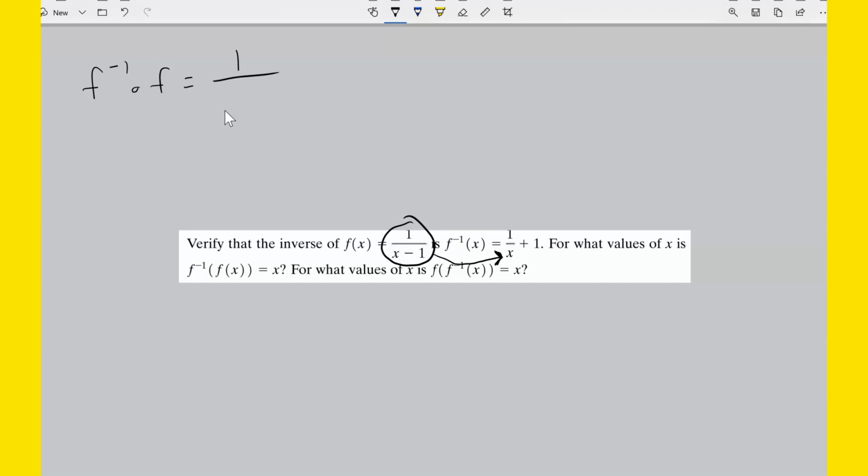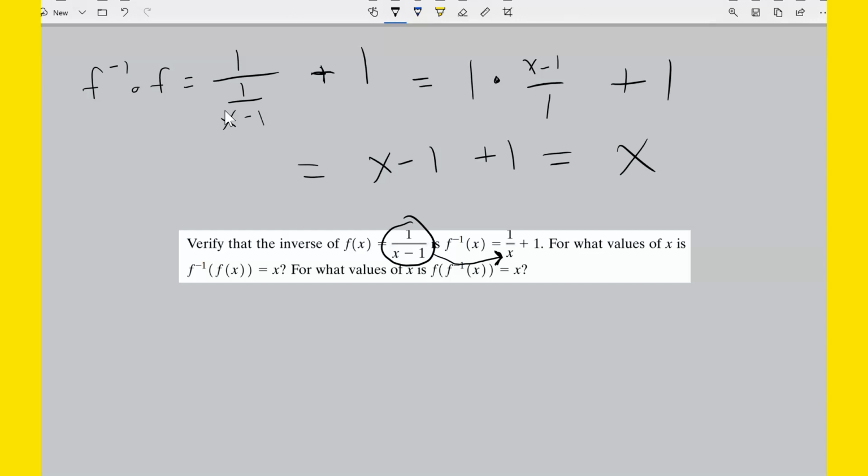So it's going to be 1 over x minus 1 plus 1. And so this 1 over x minus 1, we're going to keep, change, flip with that thing. So I keep the 1, I change it to multiplication, and I flip the bottom one. The 1 over x minus 1 is going to become x minus 1 over 1. And so then what happens here? Well, 1 times x minus 1 over 1 is just x minus 1 plus 1, and then minus 1 plus 1 cancel. So that's just going to be x. So we have verified that they are inverses.